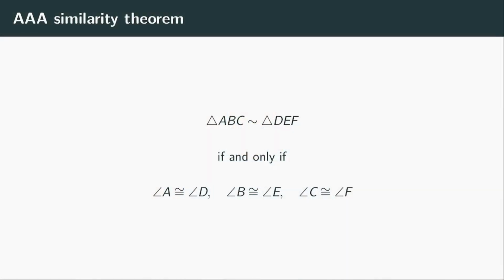Let's start with the statement of the angle similarity theorem. Triangle ABC is similar to triangle DEF if and only if the angle in A is congruent to the angle in D, the angle in B is congruent to the angle in E, and the angle in C is congruent to the angle in F.